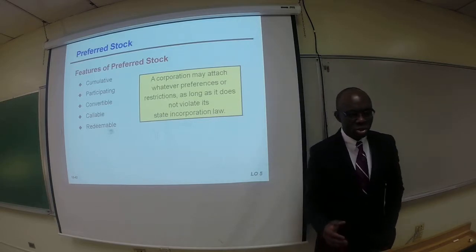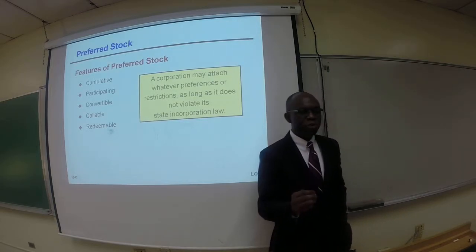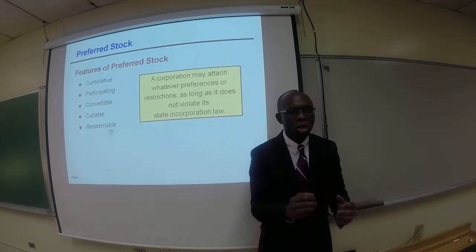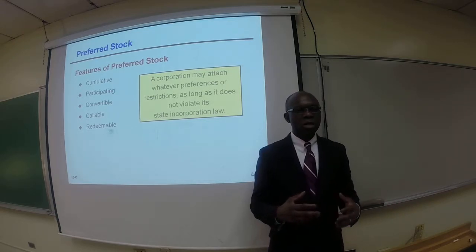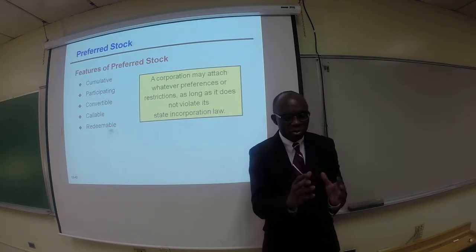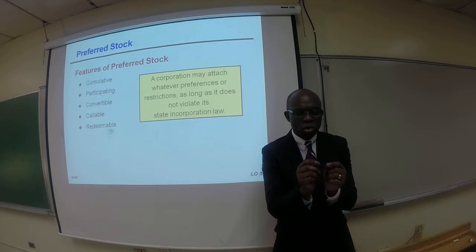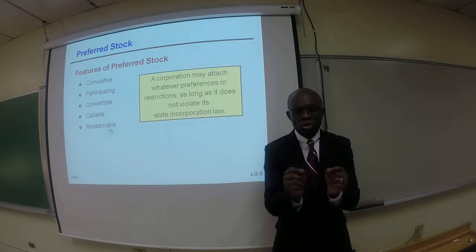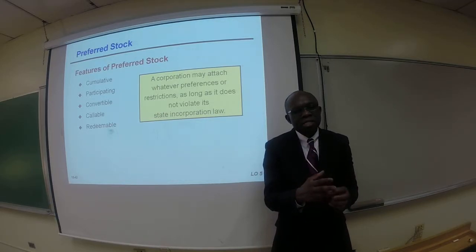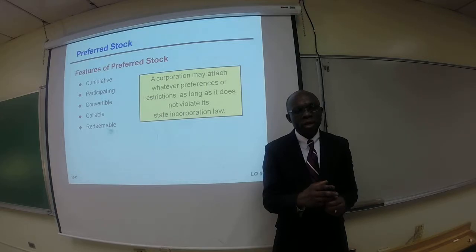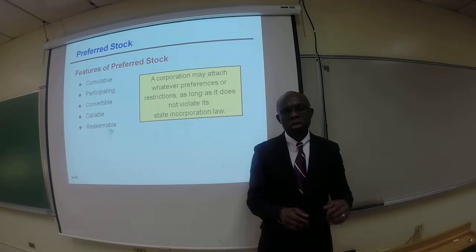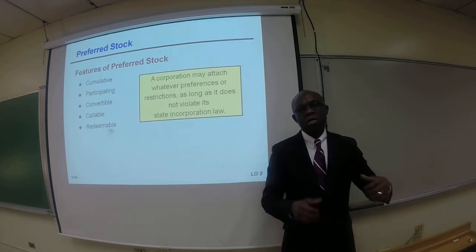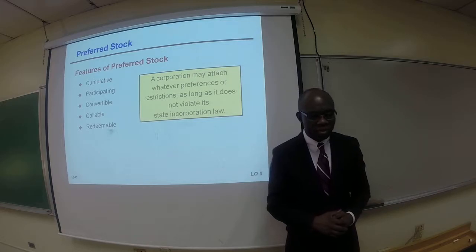Now, here are some features of preferred stock. So companies issue preferred stock, and preferred stock comes in different shapes and sizes. Now, some companies will issue a preferred stock, and the preferred stock will have one or more than one of these features. Number one, cumulative. What does that mean? That simply means if the corporation is not able to pay the dividend in a particular year, the dividend that they are not able to pay carries over. So the company has to pay dividend in arrears whenever they are able to pay dividends.